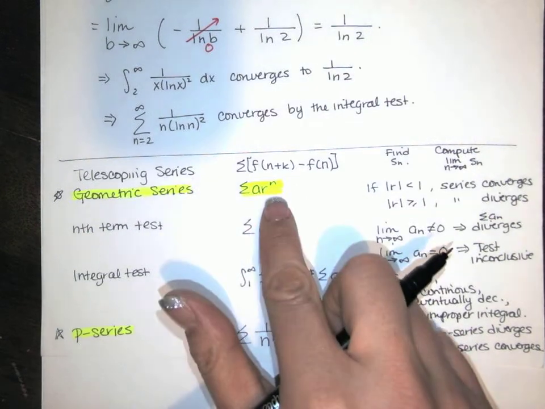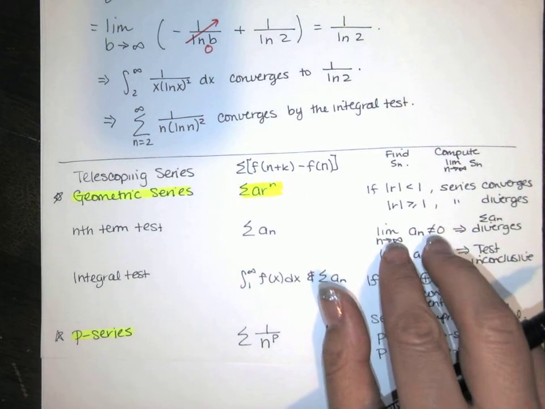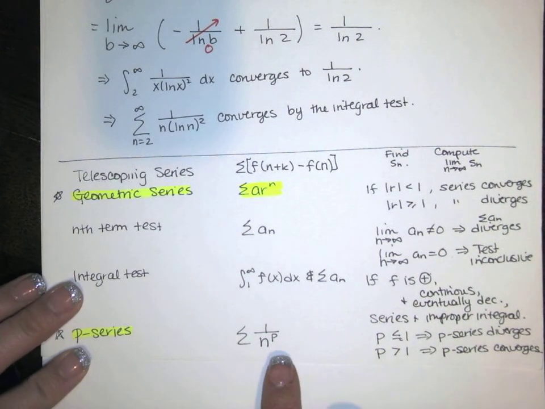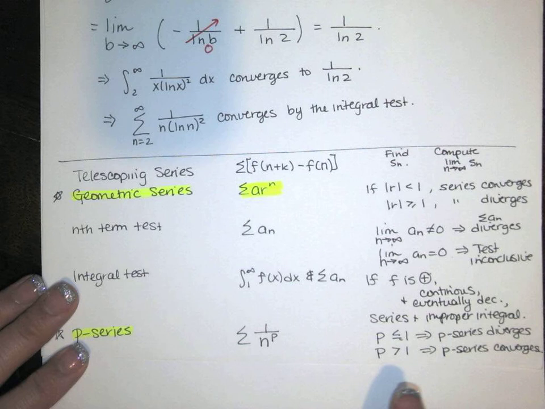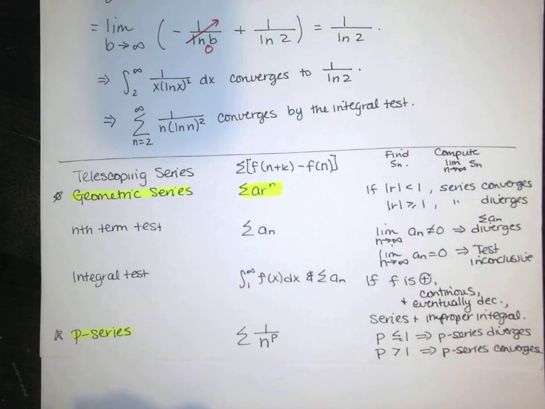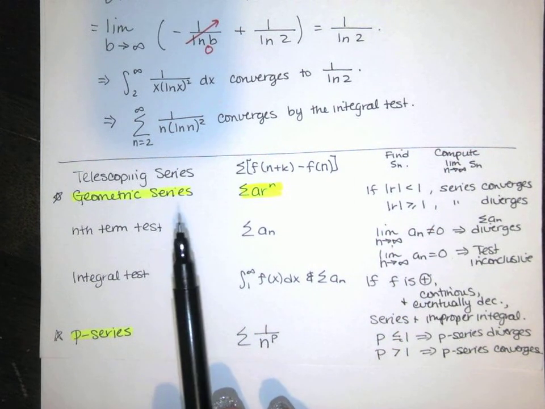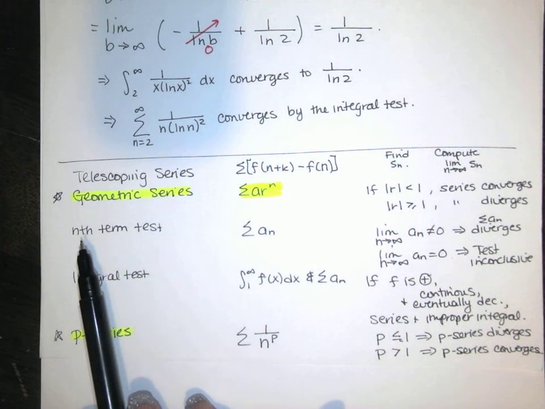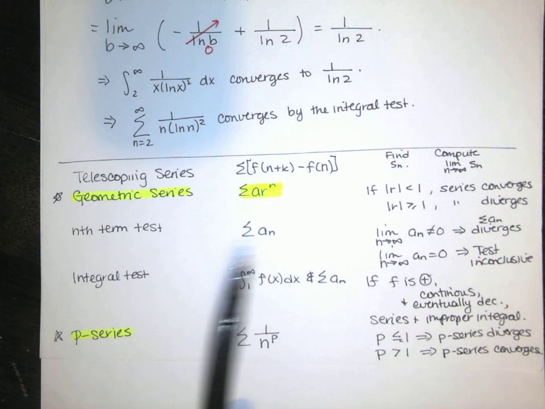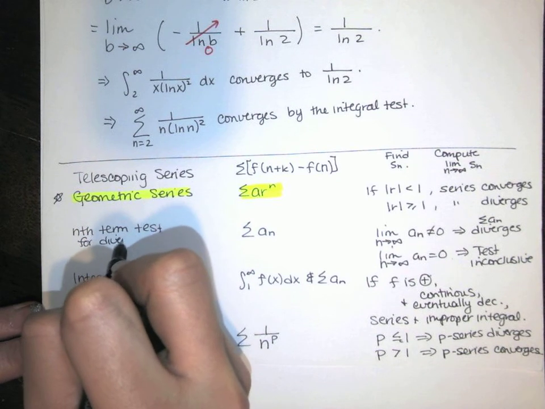So now you've got all of these, but these are our go-to tests. They're the easiest. If I can just look at r, absolute value of r is less than 1, get an answer. Absolute value of r is greater than 1, get an answer. If I can look at p, see if p is less than or equal to 1, get an answer. See if p is greater than 1 and get an answer. Those are going to be our go-to tests. But if it's telescoping, that's nice. We can find the sum of the series. If the nth term test applies, the limit of this guy is not 0, we know immediately it diverges because this is called the nth term test for divergence for a reason.